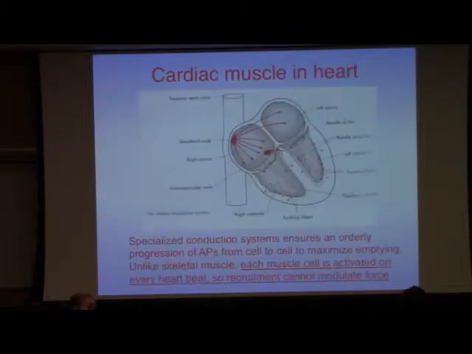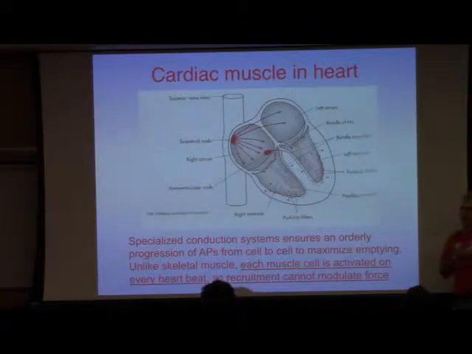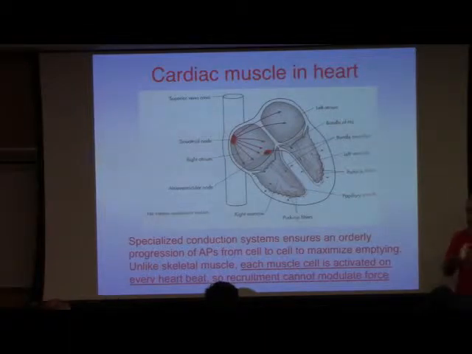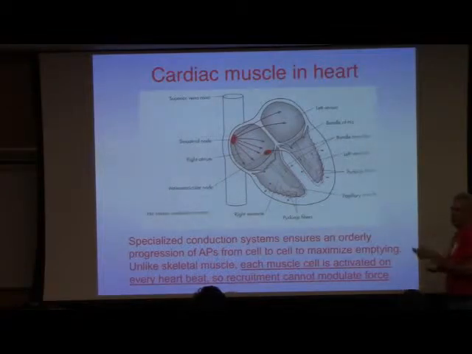I zipped through these sections, so I wanted to do it again and rehash a few points. The heart is this four-chambered organ that pumps blood. There's a specialized conduction system, but most of the ventricular myocytes of the muscle are all activated. The important thing is they're all activated on every heartbeat. So unlike skeletal muscle, where we can recruit more or fewer fibers, we can pick different types of fibers to modulate the force. Here, you can't modulate the force by recruiting different numbers of cardiac muscle cells. You get them all.